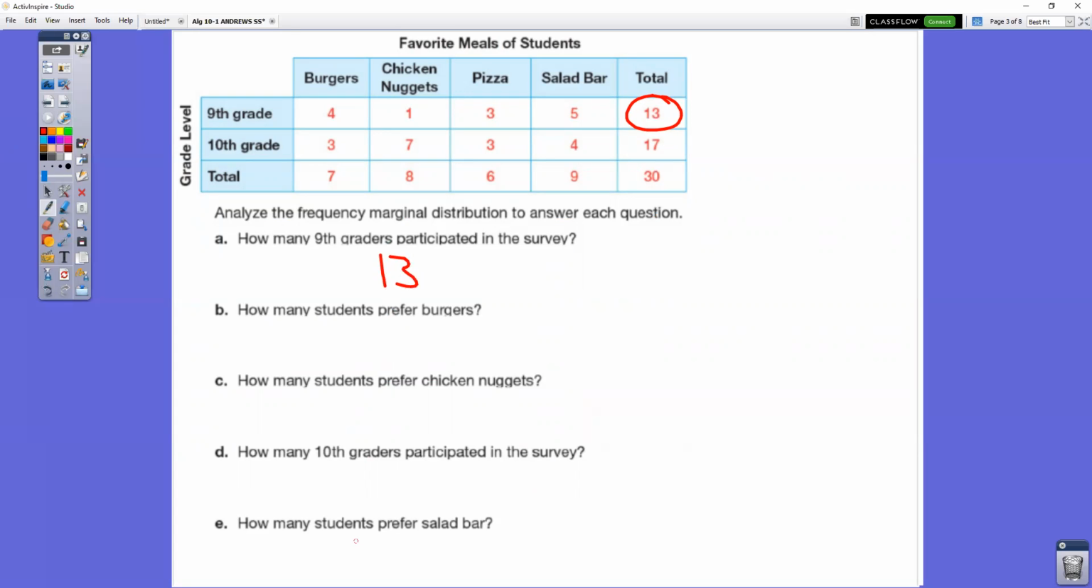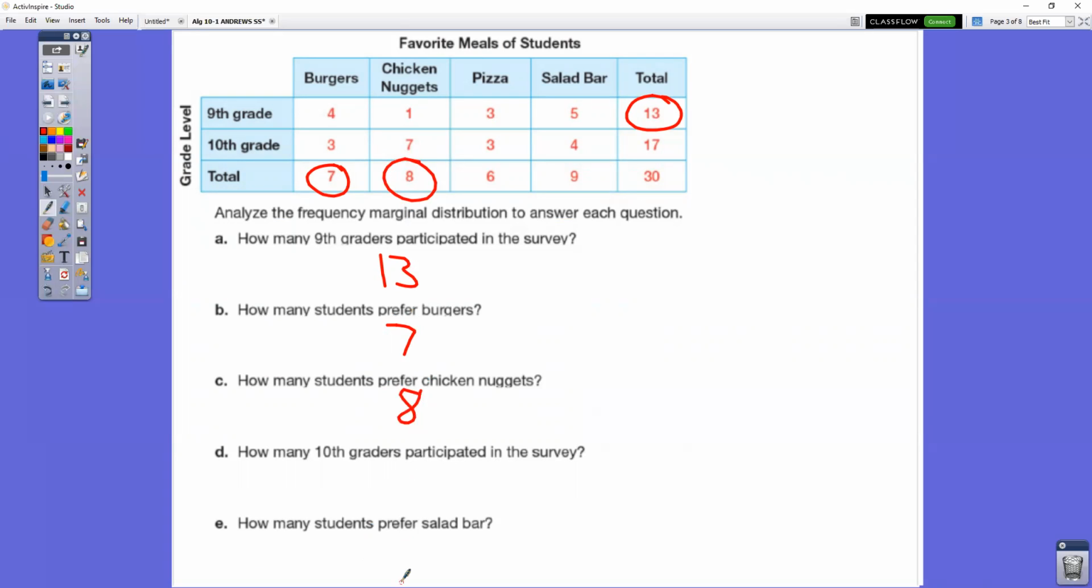How many students prefer burgers? 7, all right? We have to add together the 9th graders and the 10th graders because it didn't specify. It just said how many total students prefer burgers. Well, that would be 7. How many students prefer chicken nuggets? 8.